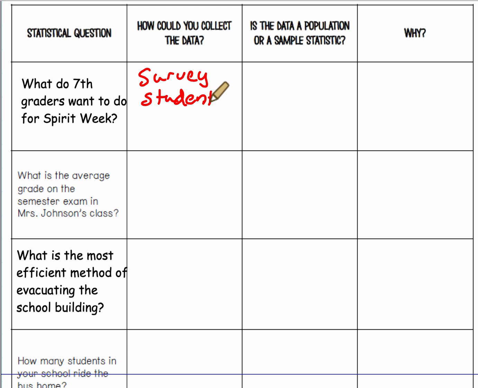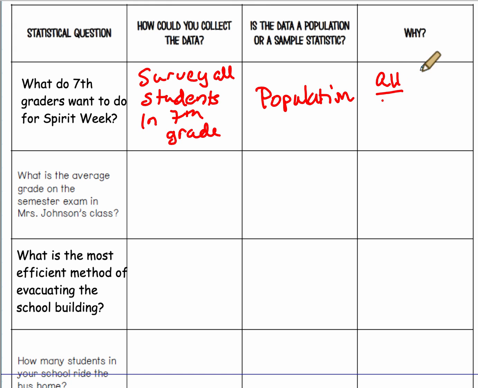And you want to limit it to students in which grade? Okay, 7th grade. So is this data a population or a sample statistic? Well, if you survey all the students in 7th grade, like we could do when we only have 50-something students in our 7th grade. So we could go ahead and do that. And for us, this would be a population statistic. Why? Because we are including all 7th graders.